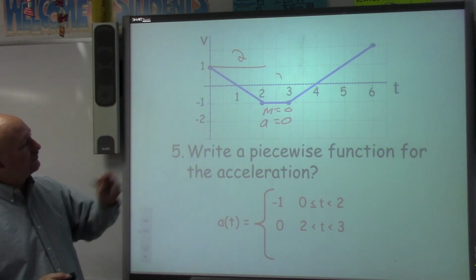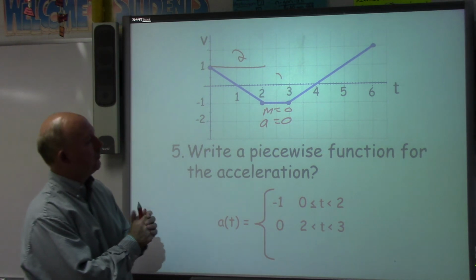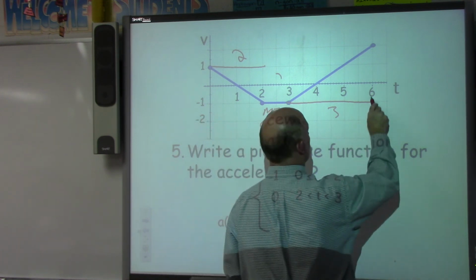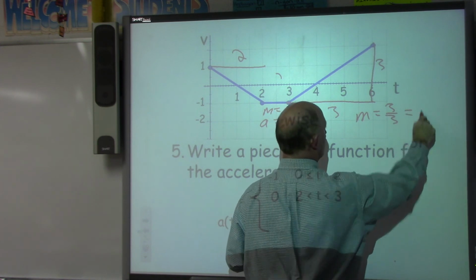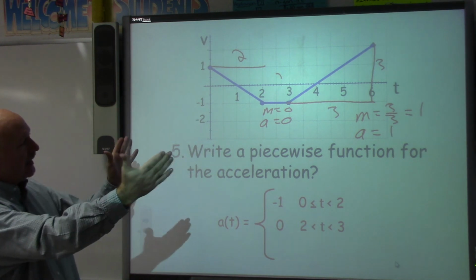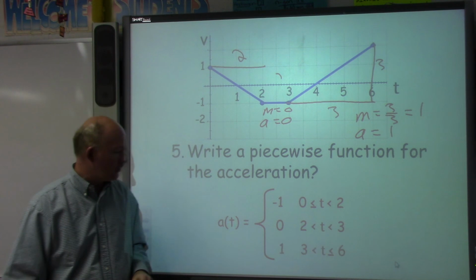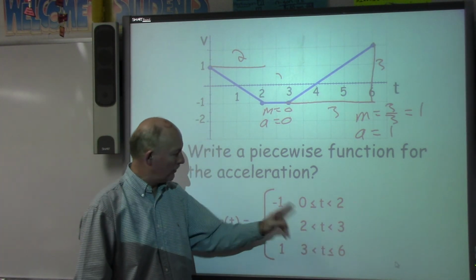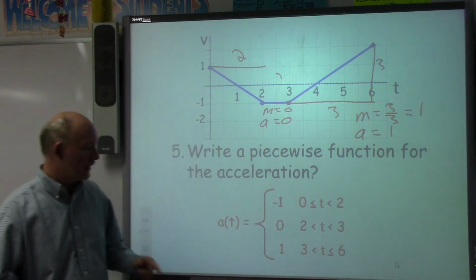And then the last line segment from 3 to 6. Right? So from 3 to 6, let's see what our slope would be. Now we're moving to the right 3, and we're going up 3. So our slope is equal to 3 over 3, which is 1. So the acceleration on that last line would be 1. All right, so the last part of our piecewise function would be 1 from 3 to 6. Now I'm going to put that the endpoints here would be included, so it'd be 0 less than or equal to, and less than or equal to 6 on the other end.